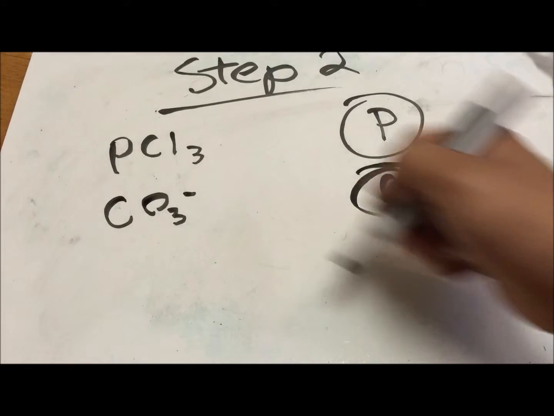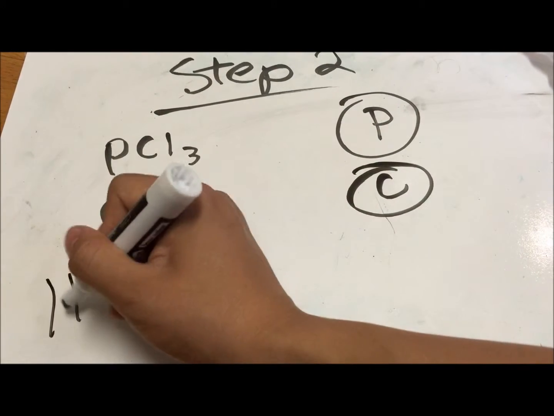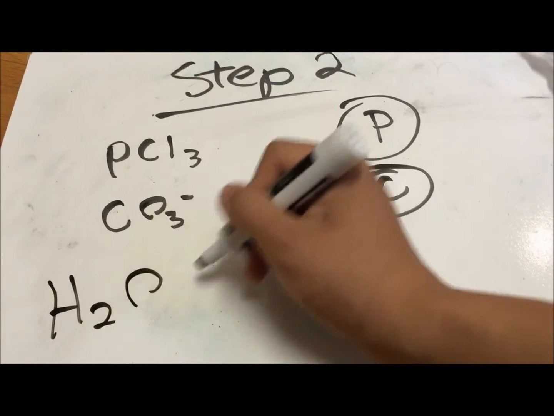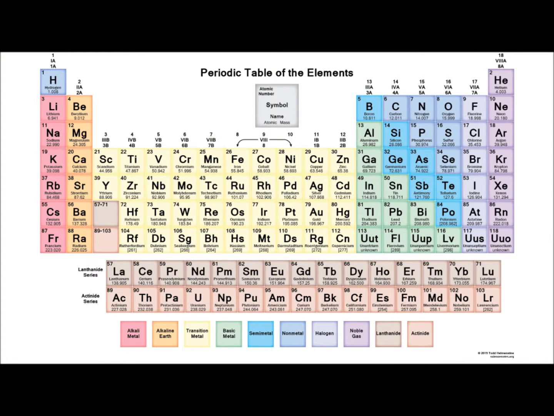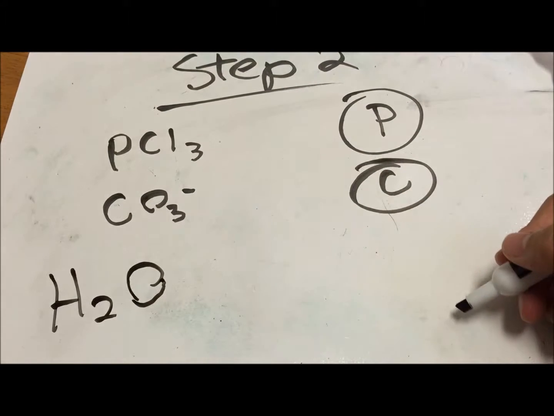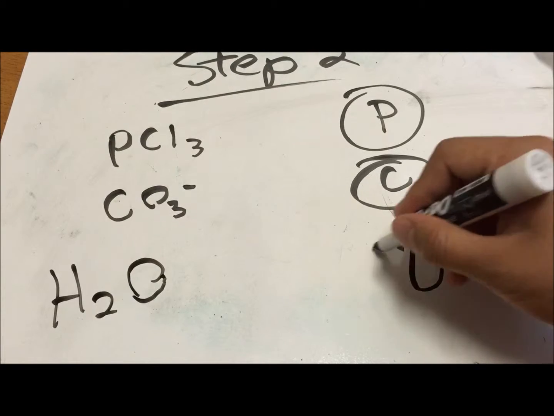Next, now we're going to go to H2O. If you look at the periodic table, you would expect hydrogen to have the lower electronegativity and be the central atom, since oxygen has a higher electronegativity. However, oxygen will be the central atom, and here's why.